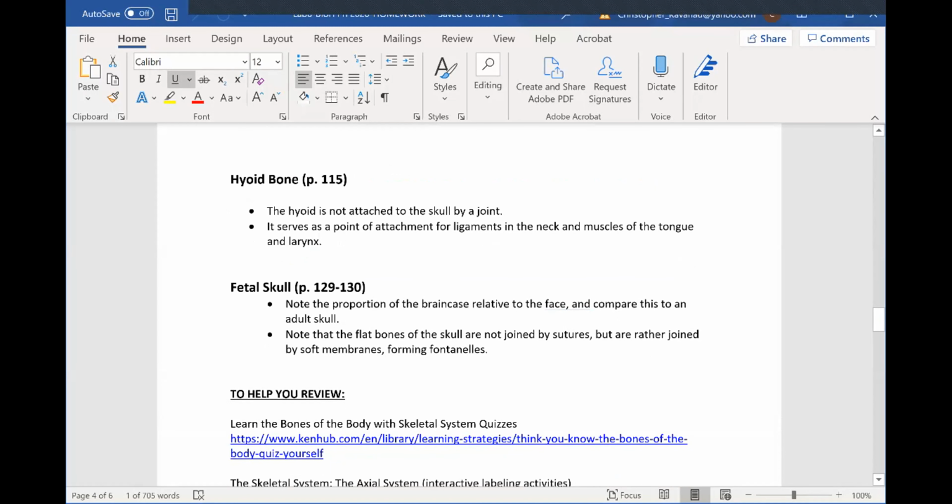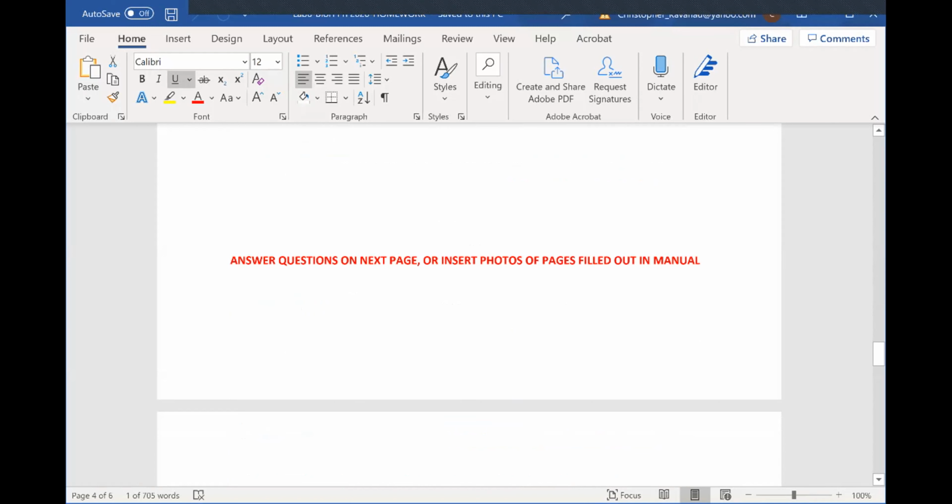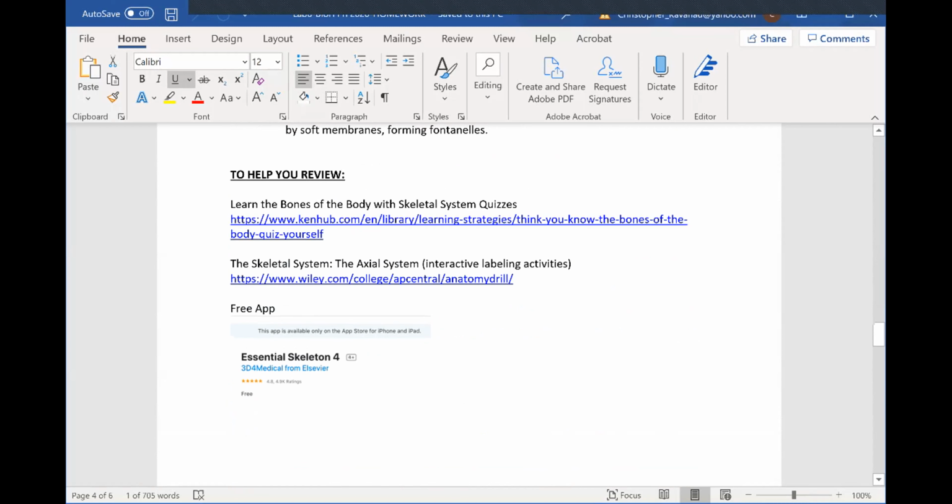And then review the hyoid bones. So again, these parts you're just simply reviewing, but the parts that you actually have to do are in red here at the end as far as the homework that you're turning in.